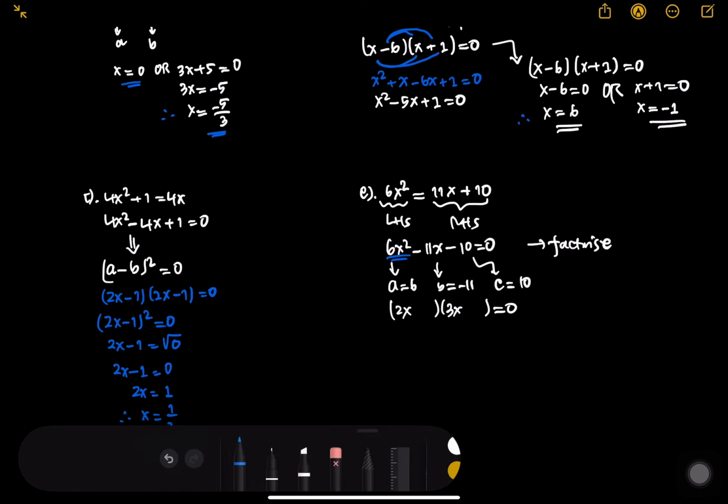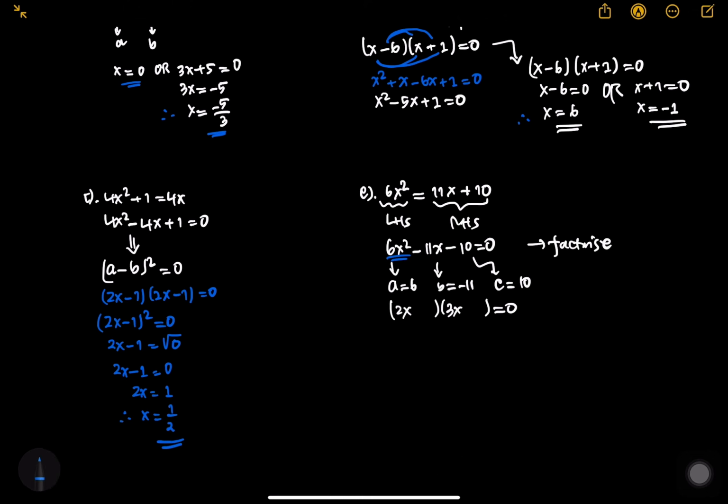If you multiply them together, it has to be negative 10, so this is going to be negative 5 times 2. Why the negative 5 on 2x and then 2 on 3x? Because when you look at that, you have to think again. When you multiply negative 5 times 2, it equals negative 10, but when you add them together, it has to be negative 11. We can make the proof.